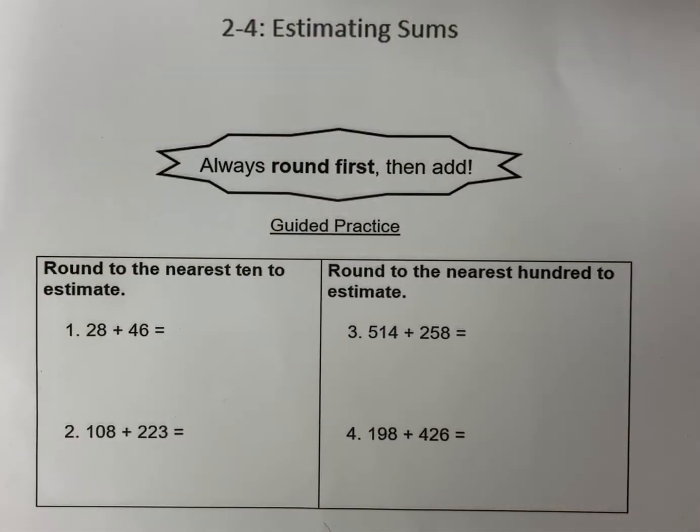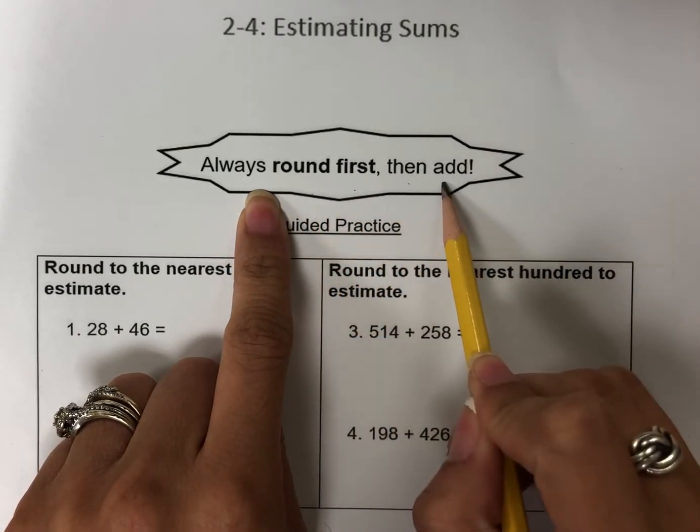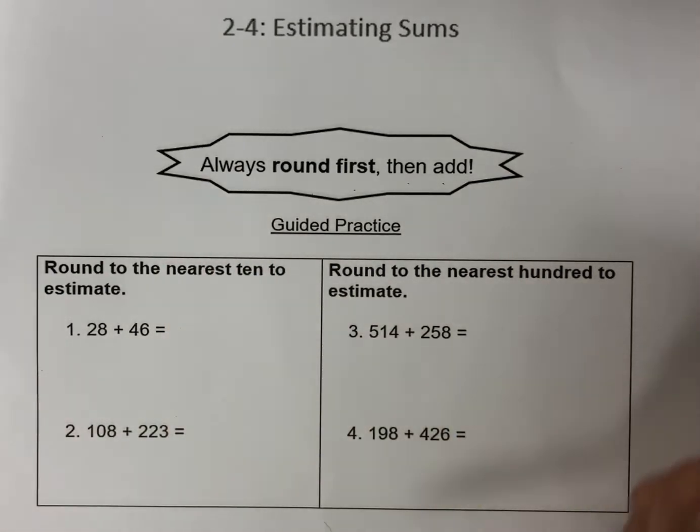Okay, boys and girls, let's take a look at this lesson from 2-4, Estimating Sums. And again, before we get started, it's very important to remember to always round first, then add, okay? So in these types of problems where we see words like round, estimate, approximately, and other words that tell us to add, multiply, subtract, or any other operation, we have to remember that we first have to round before we add, subtract, multiply, or divide, okay?